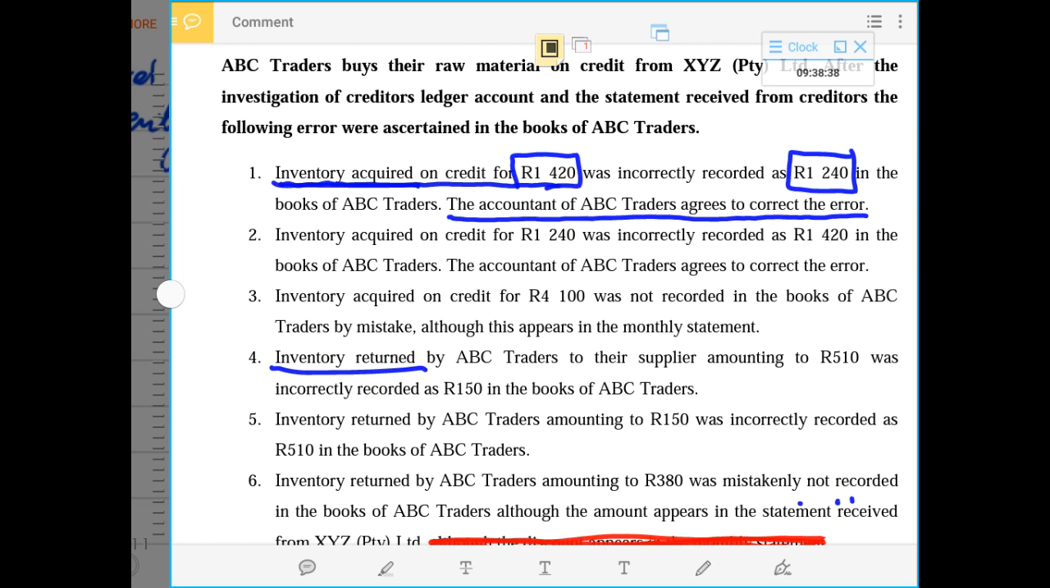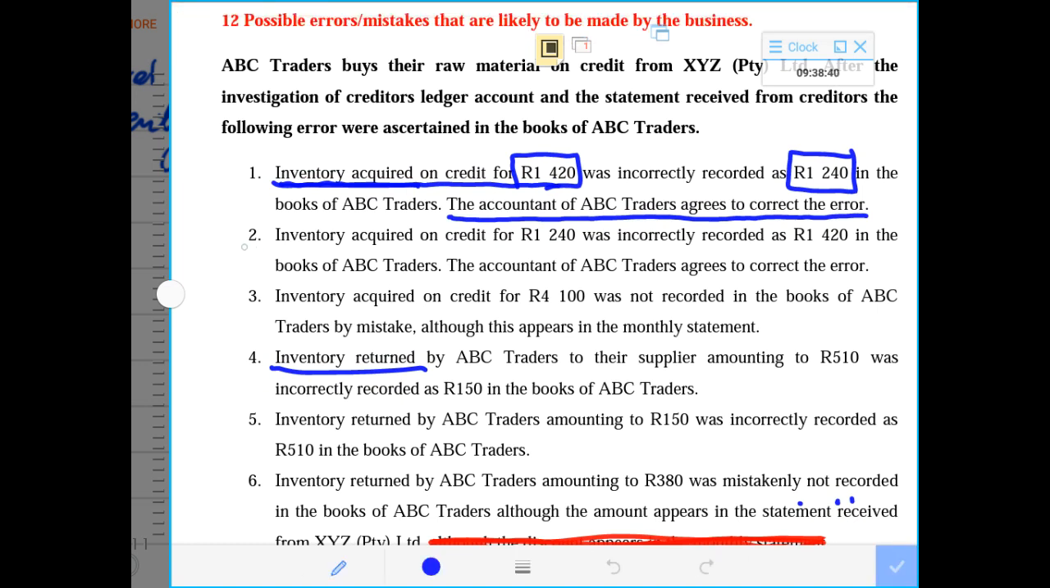Then we go to number 2. Number 2 says that inventory that was acquired again, another purchase, was bought on credit for an amount of 1,240. So this was the value of the inventory, but it was incorrectly recorded as 1,420 in the books of ABC Traders.